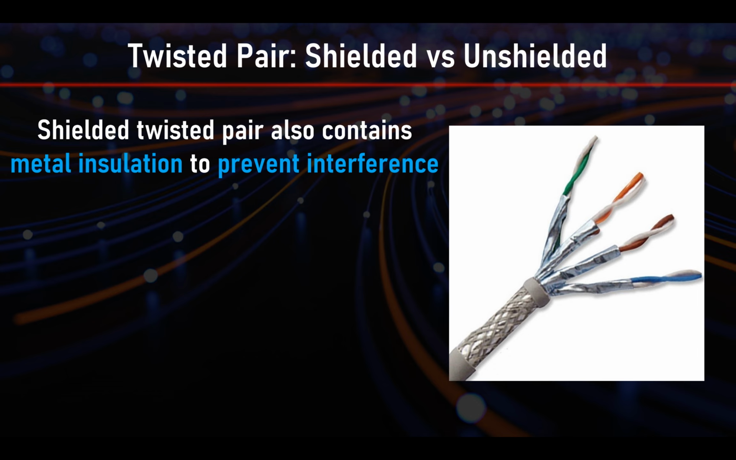Right, so, shielded twisted pair. This also contains metal insulation, as we've seen, just to further prevent interference. Here, this is the metal insulation, and I suppose also metal insulation between the individual pairs as well, just to prevent crosstalk. So the metal insulation around each pair is mostly going to be to reduce crosstalk between the wires.